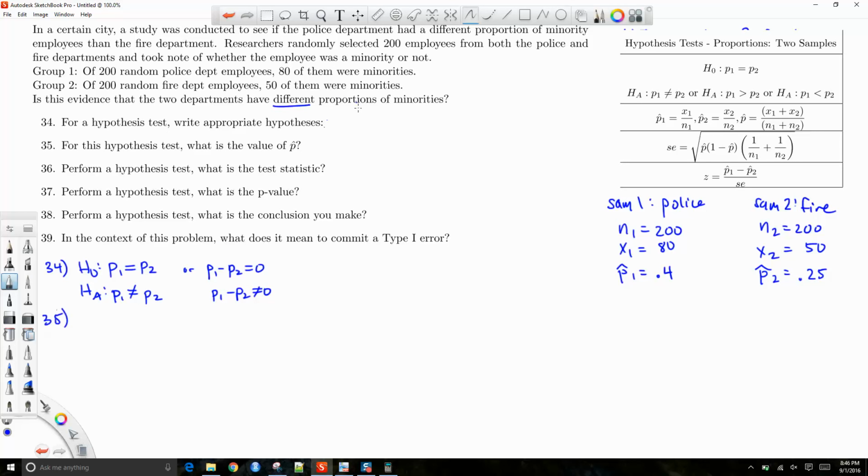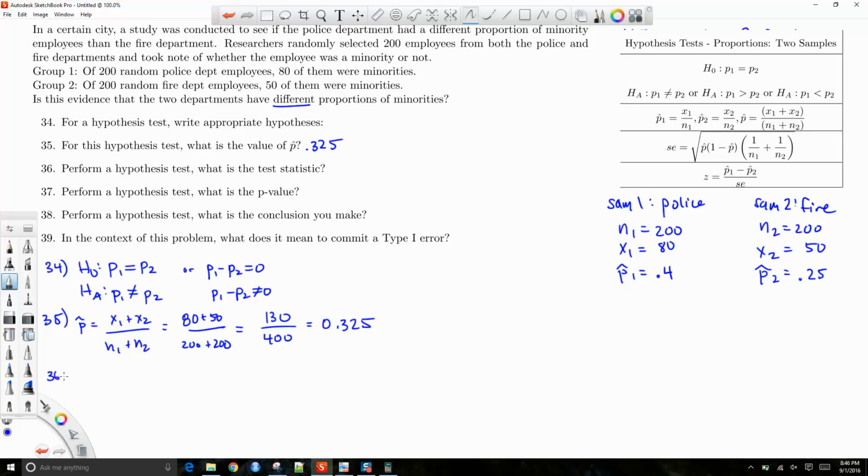The overall p hat would be x1 plus x2 over n1 plus n2. So I've got 80 plus 50 over 200 plus 200. I get 130 over 400, and for that I get 0.325. So p hat is 0.325.